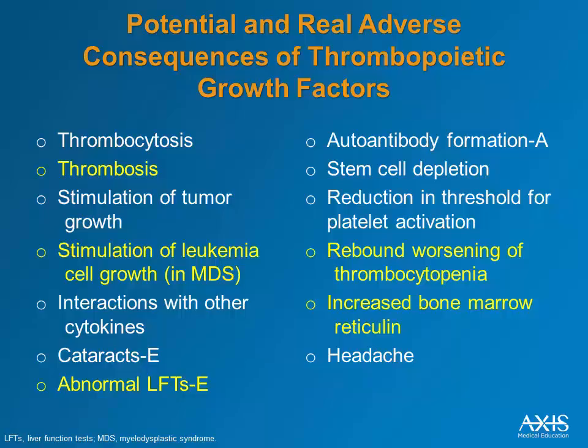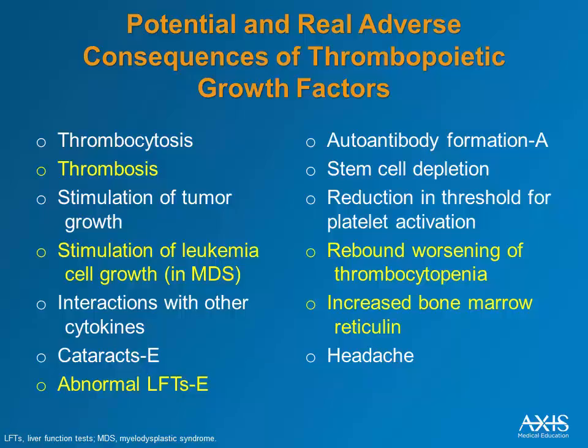In addition, if a patient is on a TPO agent and develops thrombosis, the most dangerous approach is to stop the TPO agent and start anticoagulation, because usually the platelet count will fall quickly, and then you will have an anticoagulated patient with a very low platelet count, and there have been hemorrhagic deaths reported in that situation.